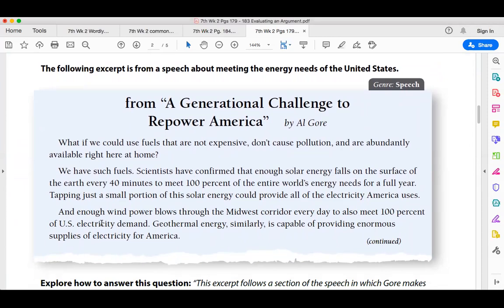If we could use fuels that are not expensive, don't cause pollution, and are abundantly available right here at home, we have such fuels. Scientists have confirmed that enough solar energy falls on the surface of the earth every 40 minutes to meet 100% of the entire world's energy needs for a full year. Tapping just a small portion of the solar energy could provide all the electricity America uses. And enough wind power blows through the Midwest corridor every day to also meet 100% of the U.S. electricity demand. Geothermal energy, similarly, is capable of providing enormous supplies of electricity for America.